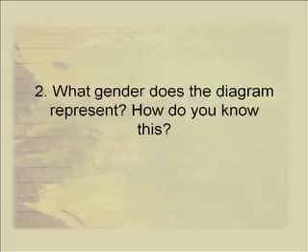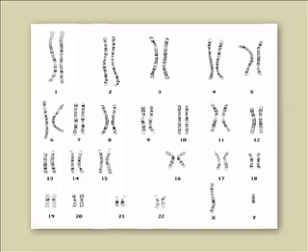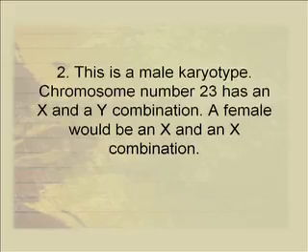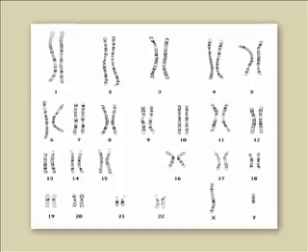What gender does the diagram represent? How do you know this? Here's a diagram. Look at it. And the answer is that this is a male karyotype. Chromosome number 23 has an X and a Y combination. If it was a female, chromosome 23 would have an X and an X combination.